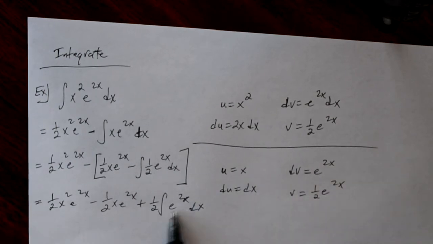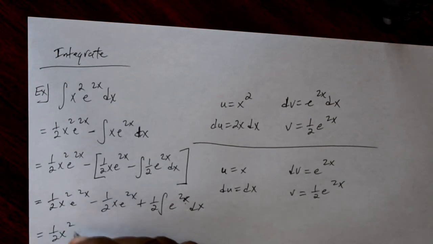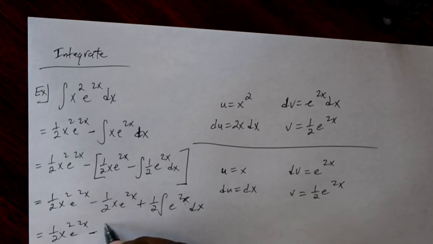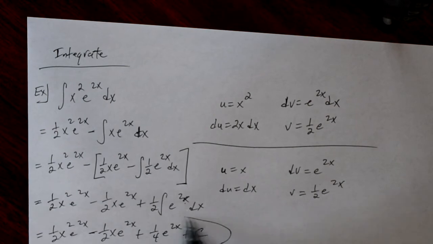And I'll integrate e to the 2x, which once again will give us 1/2 e to the 2x, for a final result of 1/2 x squared e to the 2x minus 1/2 x e to the 2x plus 1/4 e to the 2x plus our arbitrary constant.